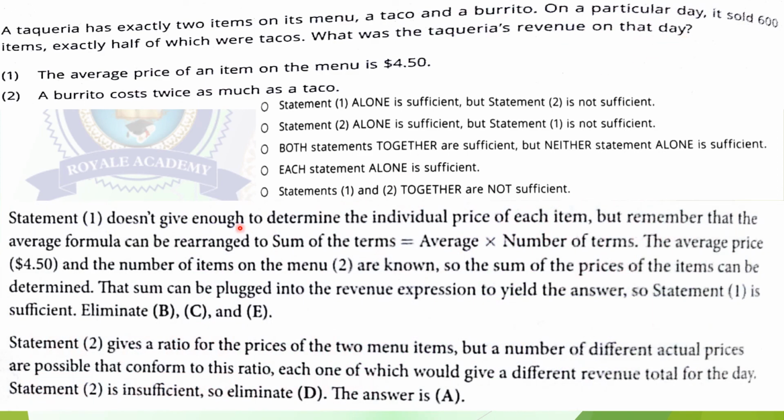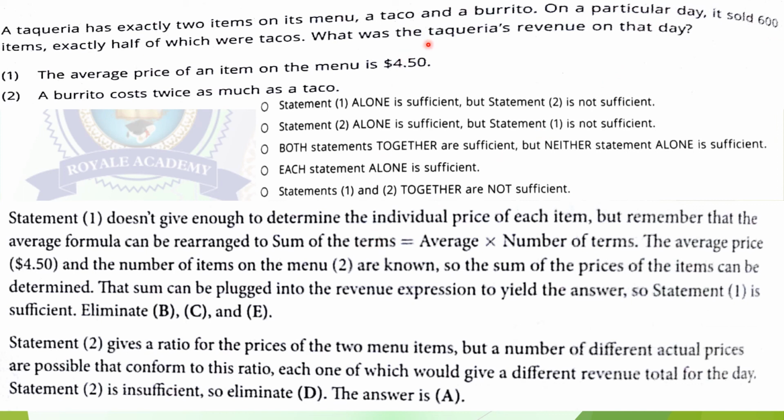So from the first statement, the average price of the menu is given. Average is nothing but the sum of the terms divided by the number of terms, so the sum of the terms is equal to average into number of terms. Here the average is given, and along with that, the number of items we know. The number of items is 600. So from that you can easily determine the revenue on that day.